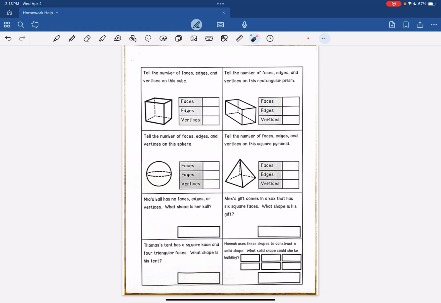Welcome back to another video. This time we're going to be looking at faces, edges, and vertices of different shapes.